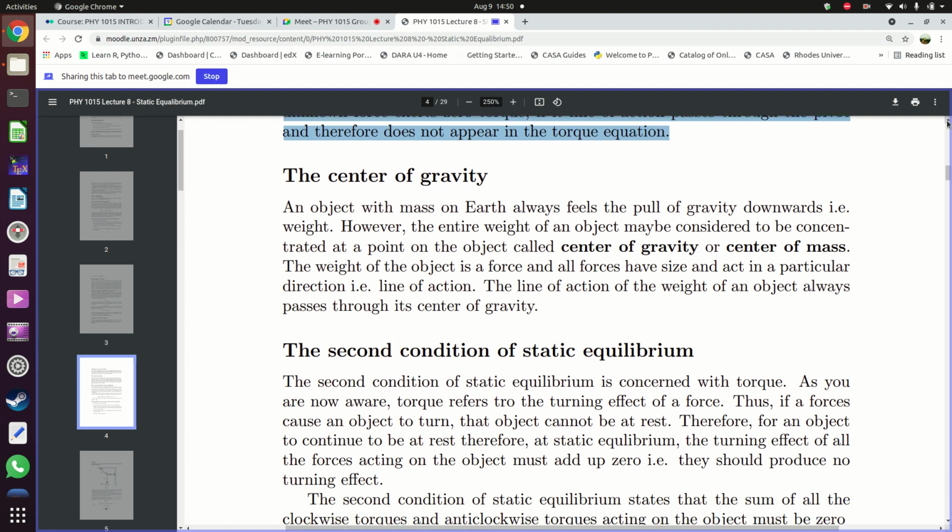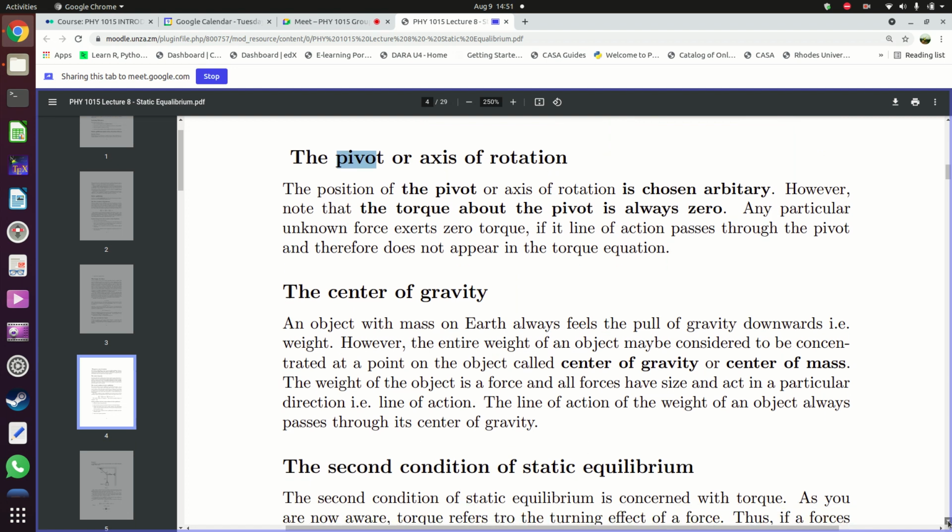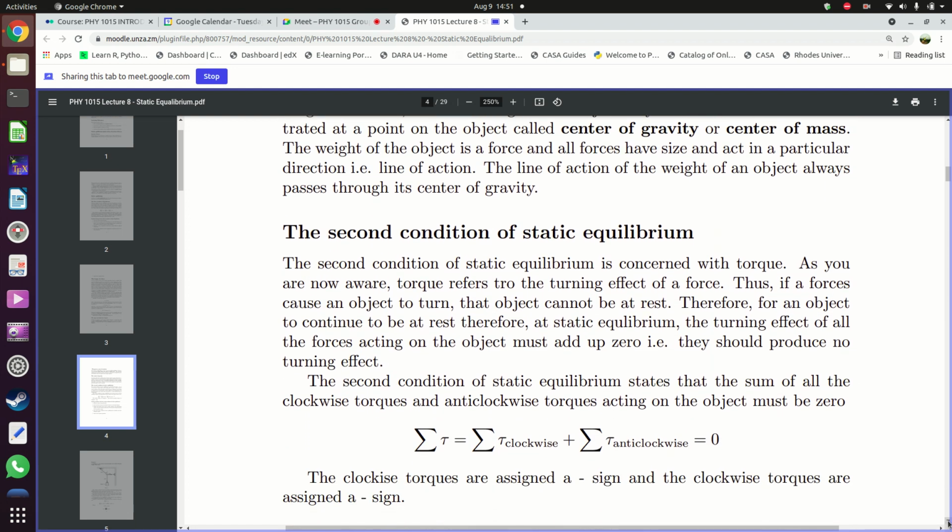What we're going to need in our problem solving is a pivot, and also you trying to make a good choice of what a pivot is. What would make a good pivot?